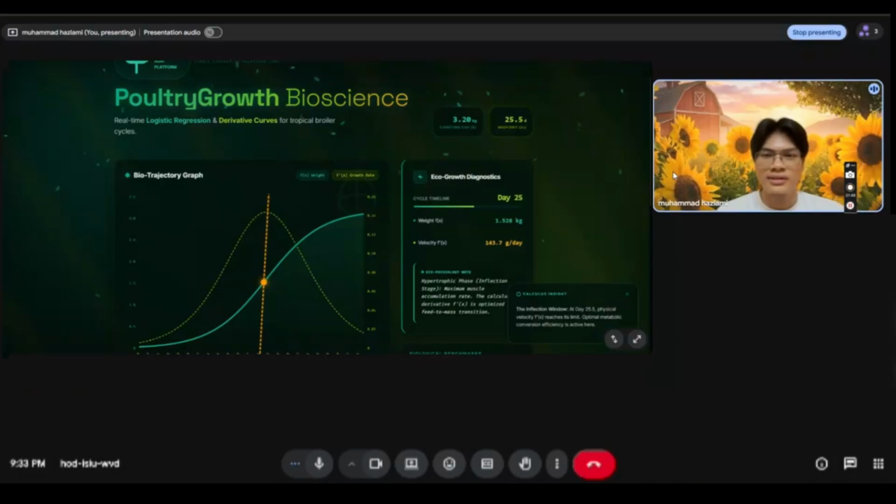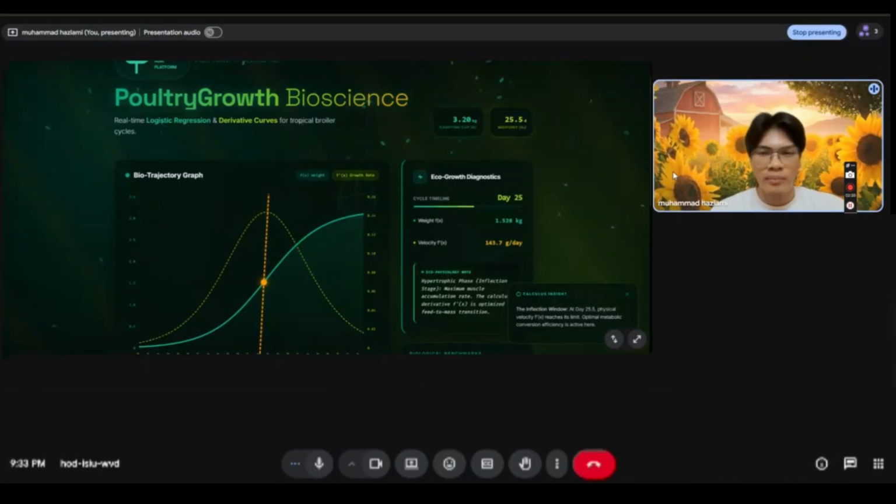So, the importance of studying this bioscience problem is that it directly affects feed efficiency, production costs, harvesting decisions, and farm profitability. So, for example, if farmers know the period of maximum growth, they can optimize feeding strategies and reduce unnecessary feed waste. The derivative helps to identify when the growth is increasing rapidly, when it reaches its peak, and when the growth begins to slow down.